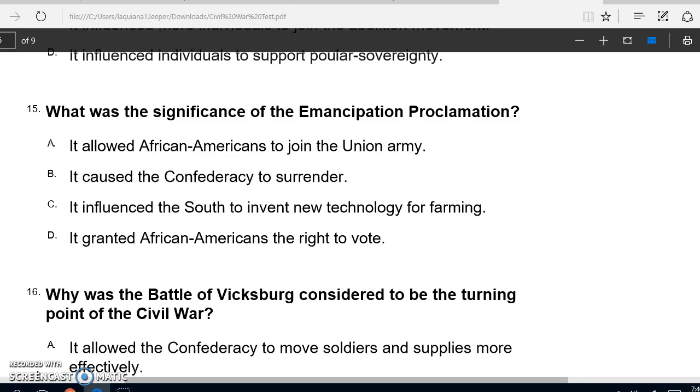Number 15. What was the significance of the Emancipation Proclamation? A. It allowed African Americans to join the Union Army. B. It caused the Confederacy to surrender. C. It influenced the South to invent new technology for farming. D. It granted African Americans the right to vote.